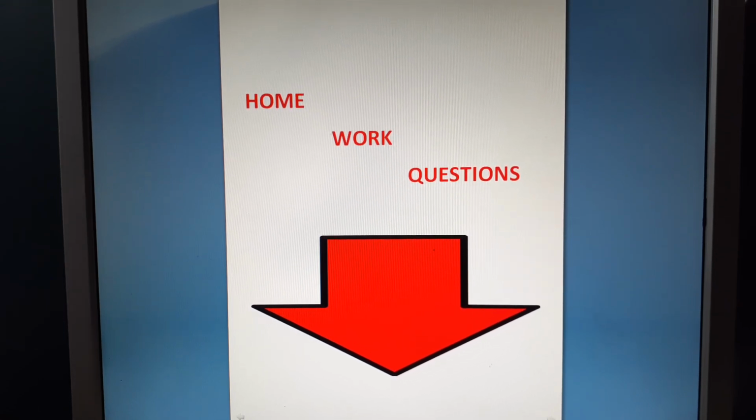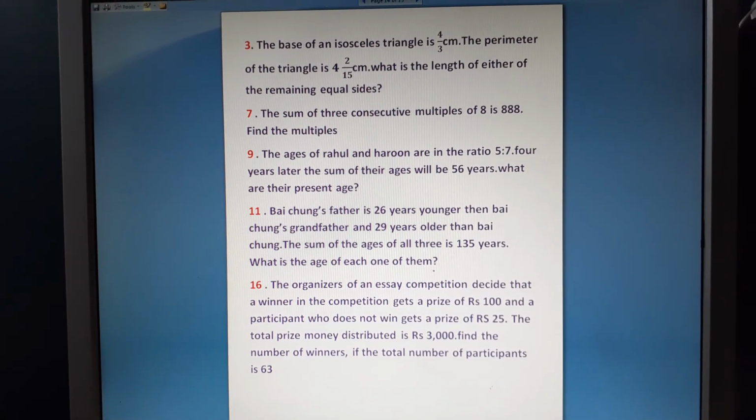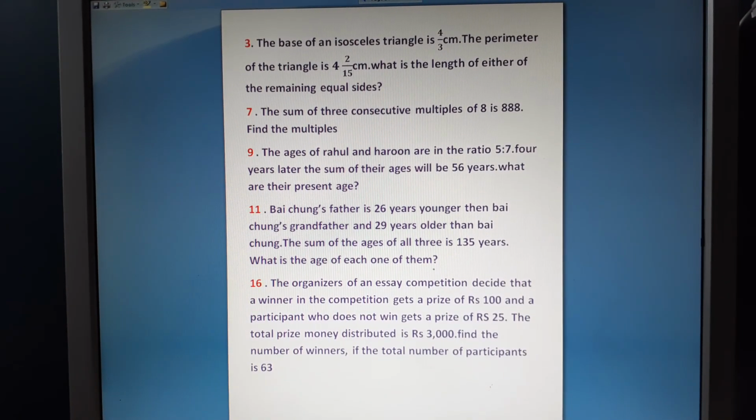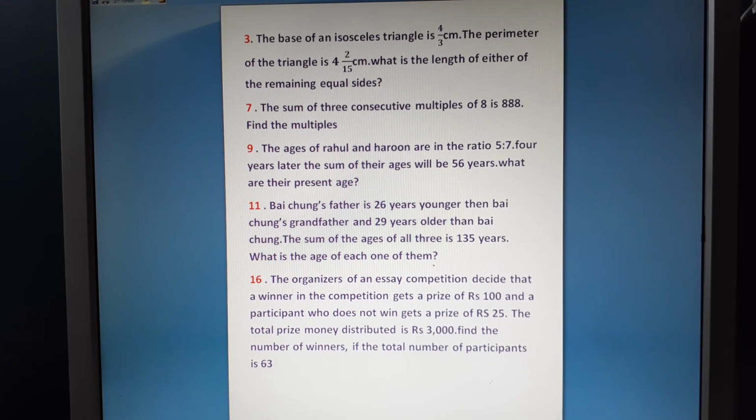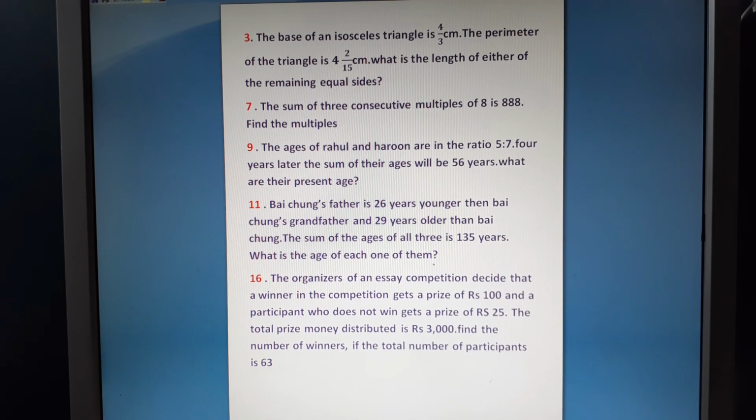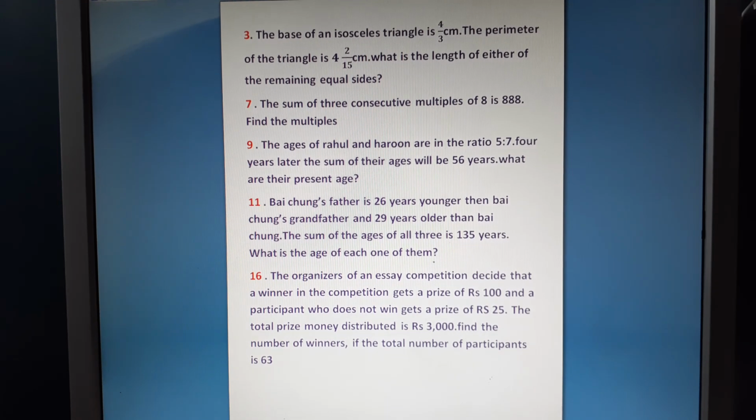Try to complete the remaining problems in this exercise. These are your homework problems. Also, you will get the worksheet for this session. We will see the continuity of this chapter in next session.